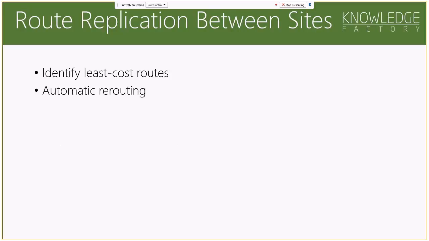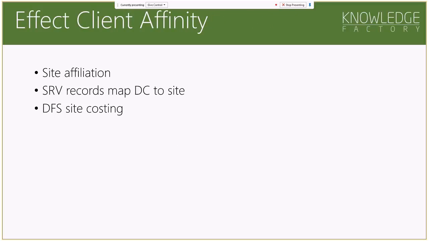Route replication between sites. Excuse me. The KCC uses the information in AD to identify the least cost routes for replication between sites. If a domain controller is unavailable at the time, as I told you, when the replication topology is created, making it impossible, as I said, the next least cost route is used. And you need to let KCC and ISTG create this for you. If you do it manually, you will not be able to have this automatic rerouting.